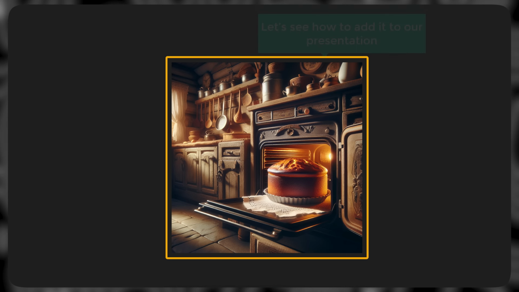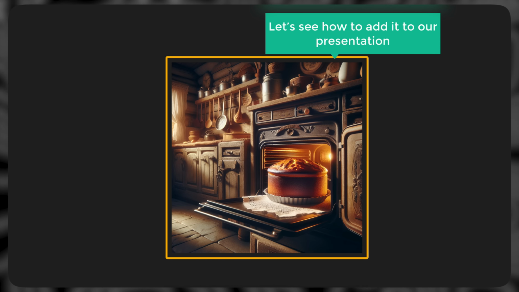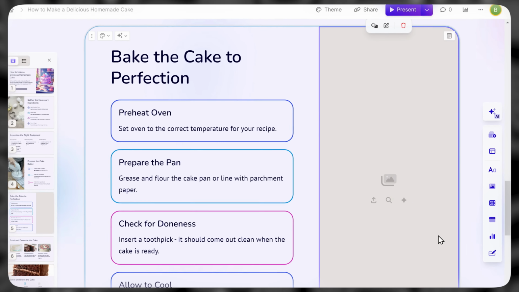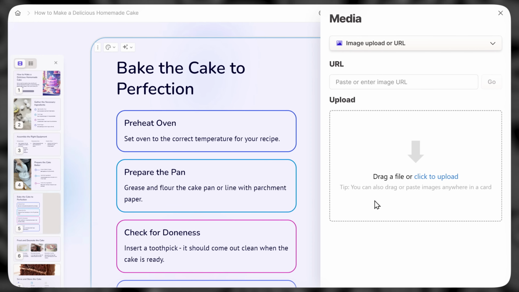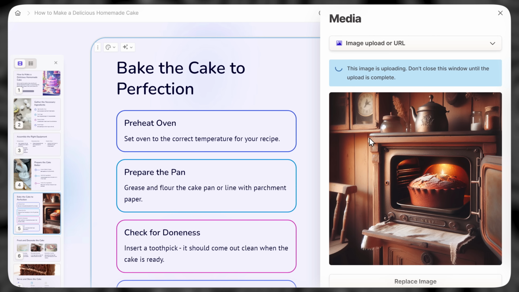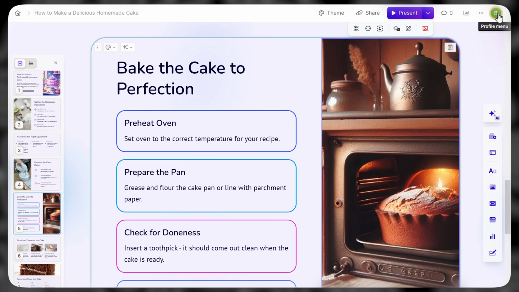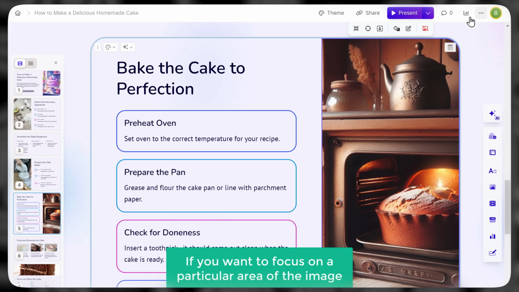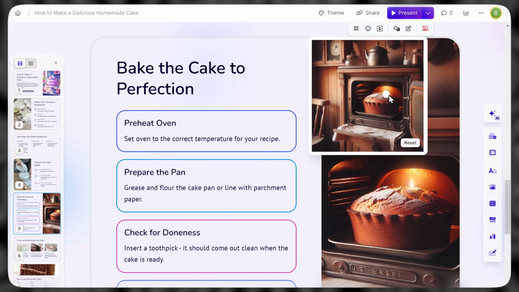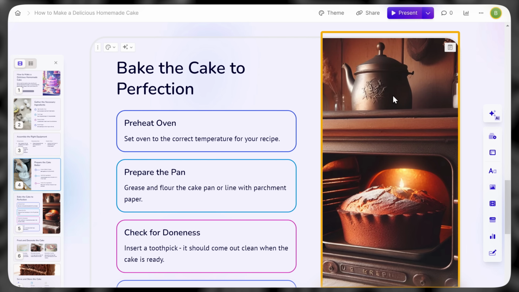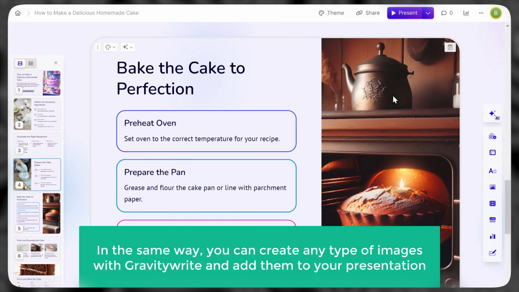Once you have the image, let's see how to add this to our presentation. So to add the image, let's go to Gamma AI and click on this Upload Image icon. Then drag and drop the image from your computer. Close this. And you can see that the image has been changed. Now, if you want to focus on a particular area of the image, click here, then change the focus like this, and that's it. We've changed the image in the same way. You can create any type of images with Gravity Write and then add them to your presentation.